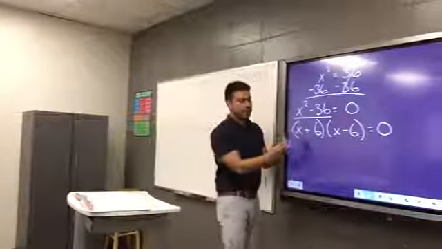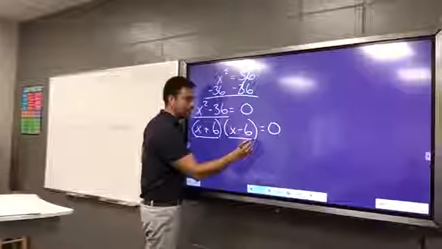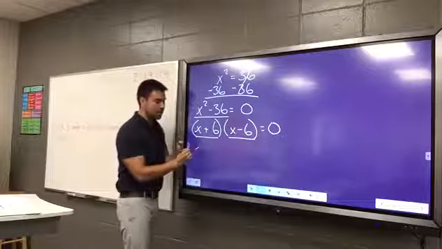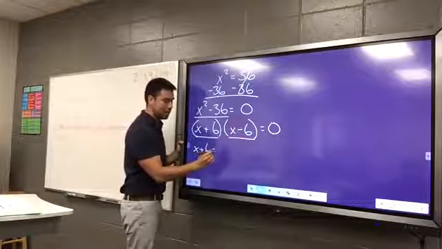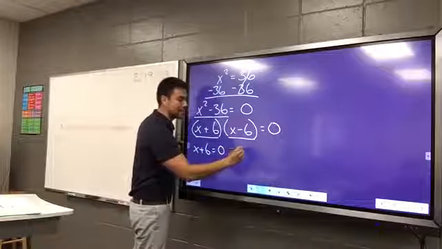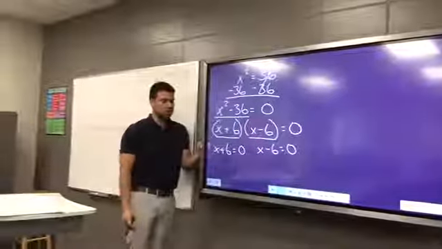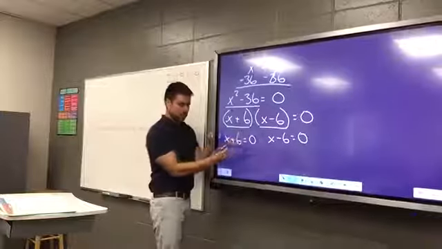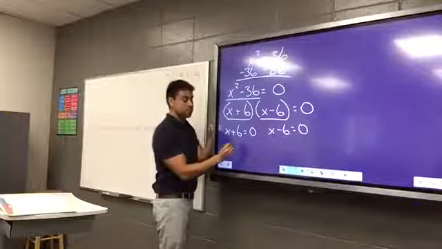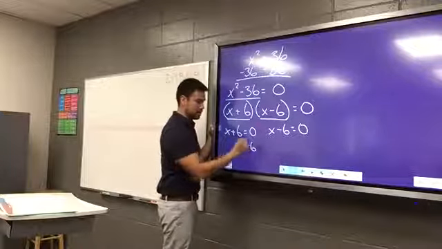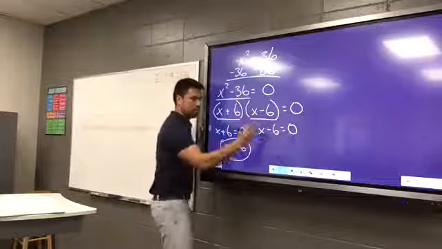So, if these two are being multiplied and they equal 0, what does x plus 6 have to be? 0. What does x minus 6 have to be? 0. Can you solve those? And those you can do pretty quickly. What's x over here? Negative 6. What's x over here?